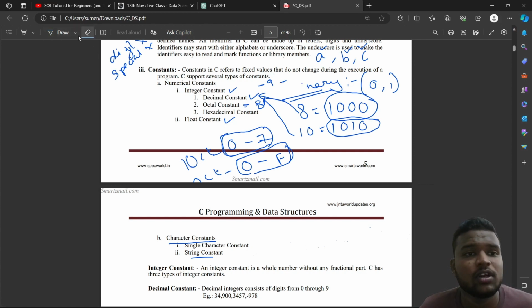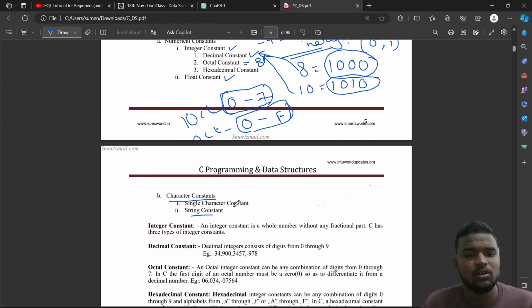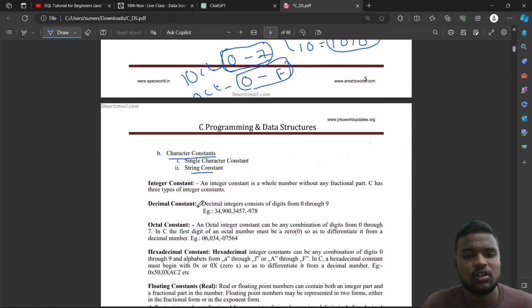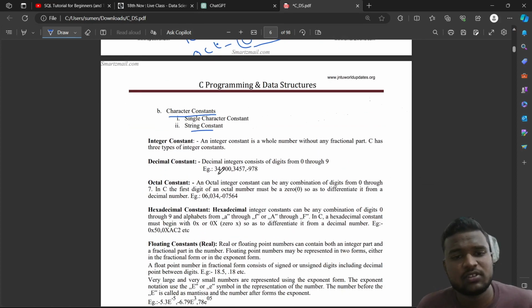Okay. Now there are so many types of constant. We have numerical constant. We have character constant. In numerical constant, we have integer constant and float constant. What is an integer constant? Decimal constant, octal constant, hexadecimal constant. Now let's read what is an integer constant here. An integer constant is a whole number without any fractional part. There are three types of integer constant. One is decimal constant, like I've discussed, 34, 900, 347.